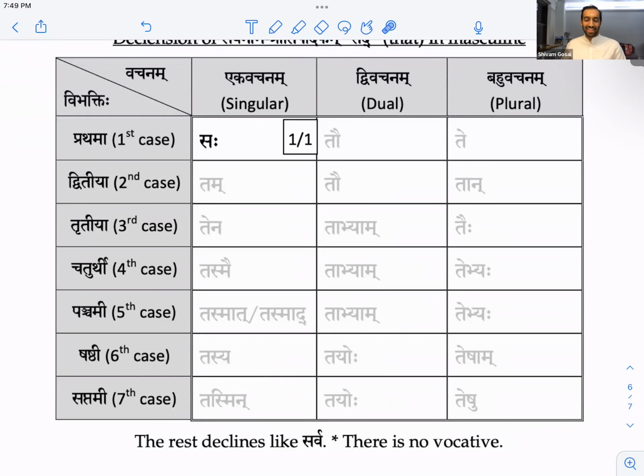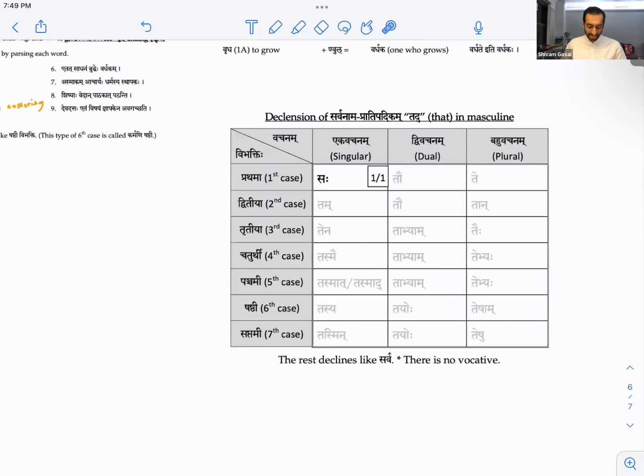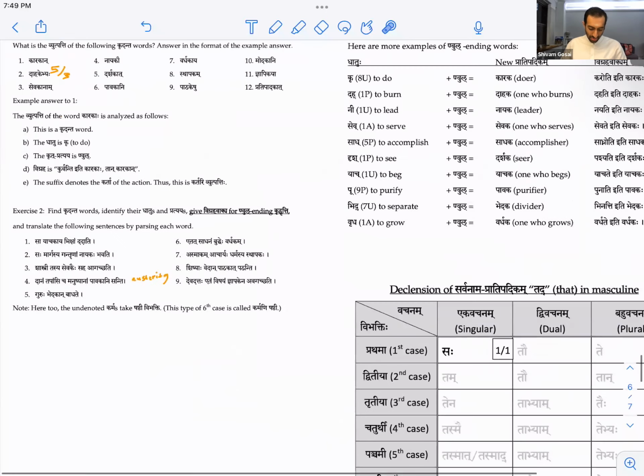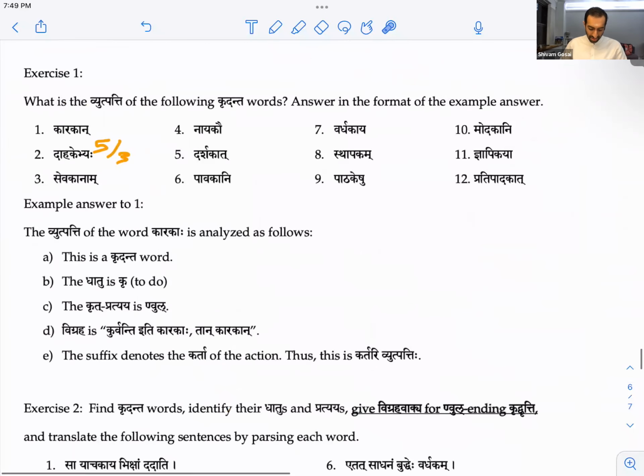Here's a clue. Tesham. Tesham, right? Okay, so knowing that, does someone want to give this a try? Someone who hasn't spoken very much. Sevakanam. You can follow this format. Just go ahead and unmute yourself.